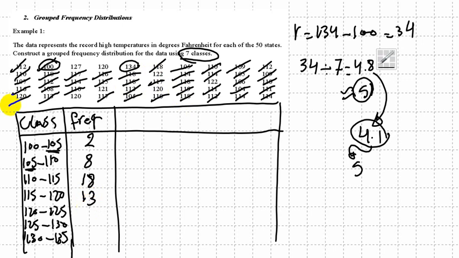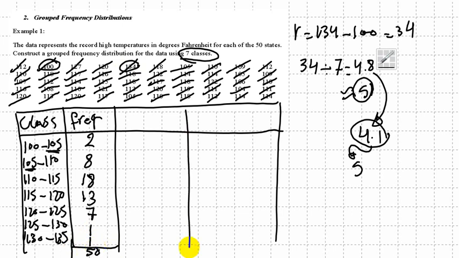From 120 to 125, 120, 121, 122, 123, 124. 1, 2, 3, 4, 5, 6, 7. We have 7 elements. From 125 to 130, 125, 126, 127, 128, 129. This is only one element. 130 to 135, only 134, it's only one element. When we add all of them, we get a sum of 50.